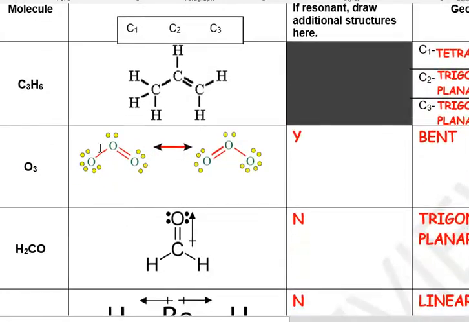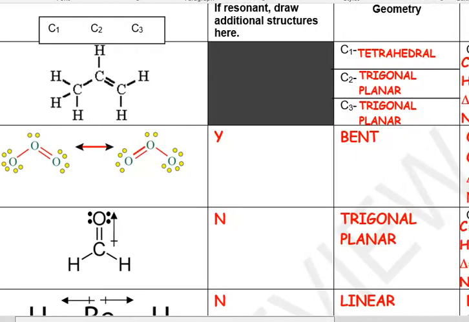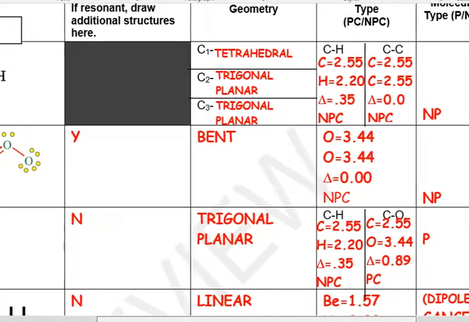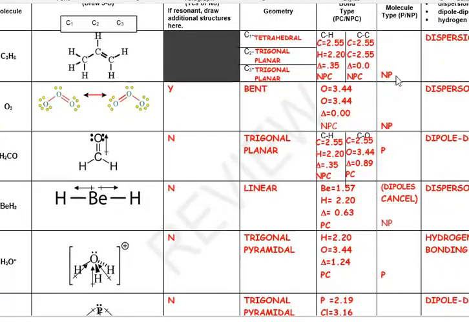O3, you have bent structure. You're going to have resonance because you have a single and a double, and all things attached are the same. Don't forget your lone pairs on the central atom. You're going to have a double-sided arrow to separate the resonance structures. Yes, there's resonance. Nonpolar covalent, because there's no dipole. It's automatically nonpolar. Dispersion.